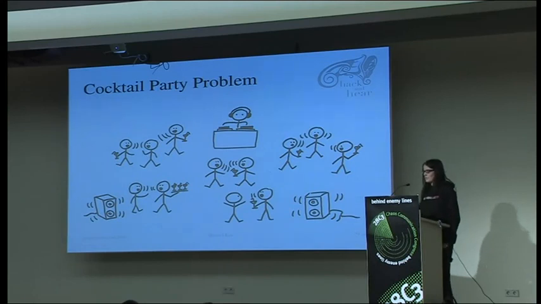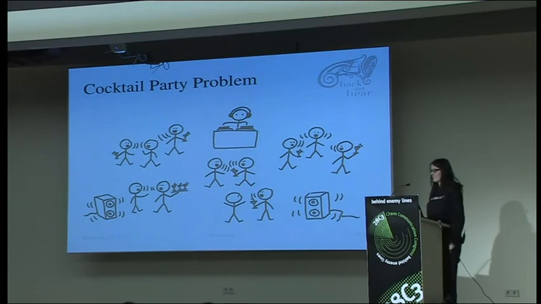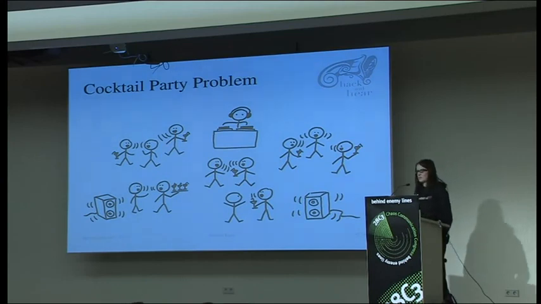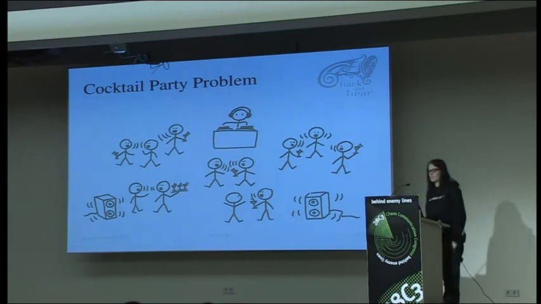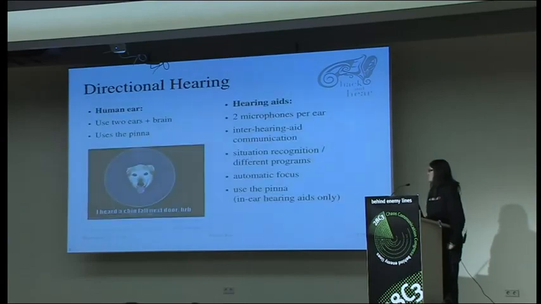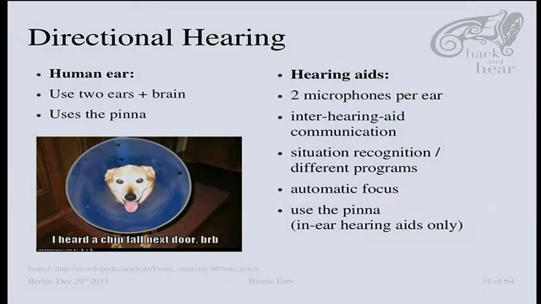A very common problem for people with hearing impairment is the cocktail party problem. This is when you're in an acoustic setting where a lot of people are talking and you have some background noise, and then someone is talking to you and you have real problems figuring out what that person is saying. There are several factors in that, and hearing aids react to that in several ways.